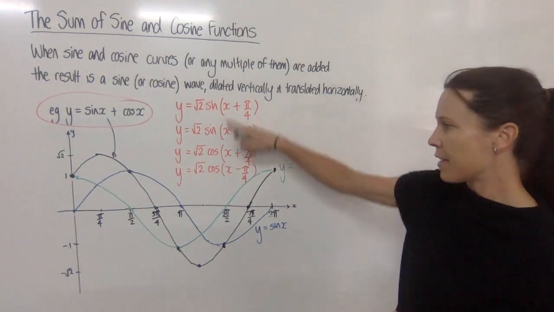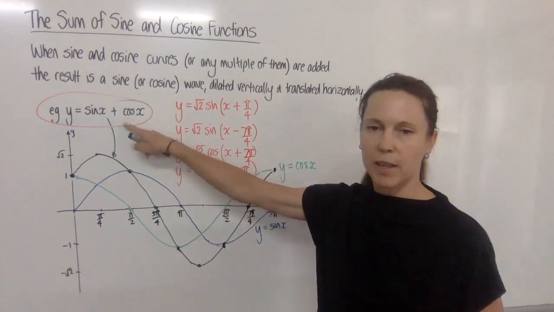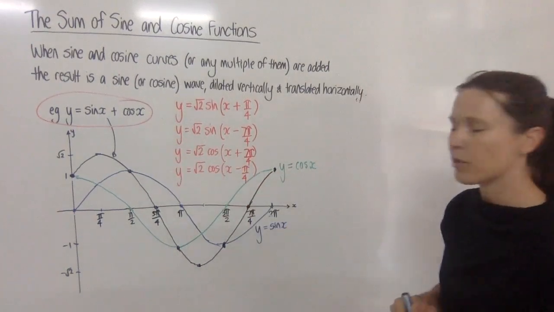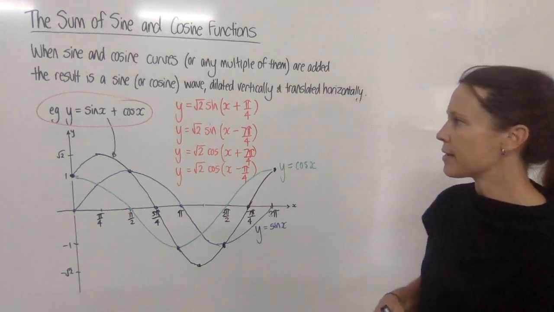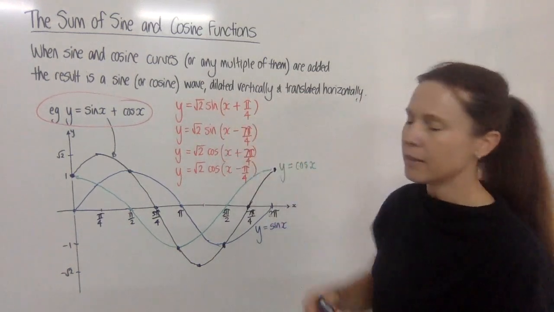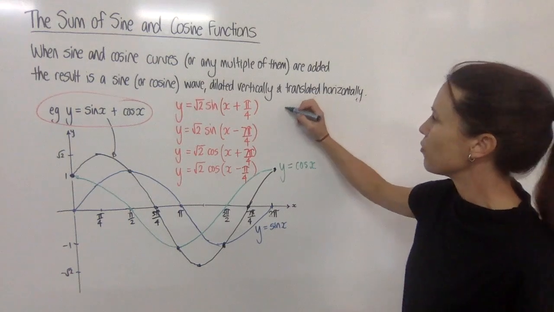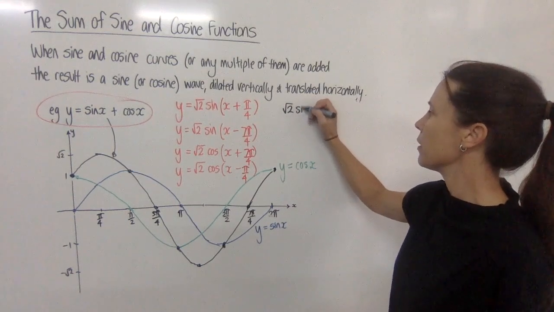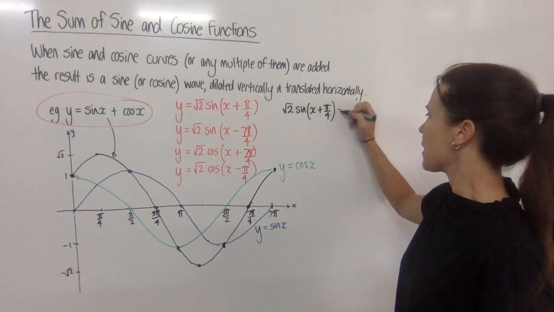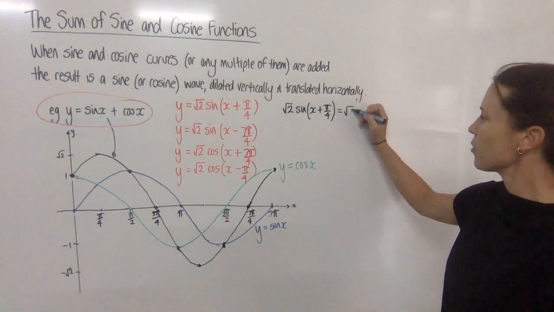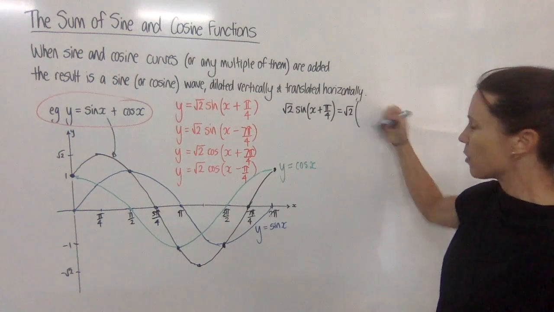Now, we can verify that any of these are actually the same as that by typing them into a program like Desmos and just checking that they graph the same. But we can also check them algebraically really easily. So let's check this one here using that compound angle formula. √2 sine of x plus pi on 4 is equal to, now I'm going to take the √2, keep that there, and then I'm going to put some brackets.